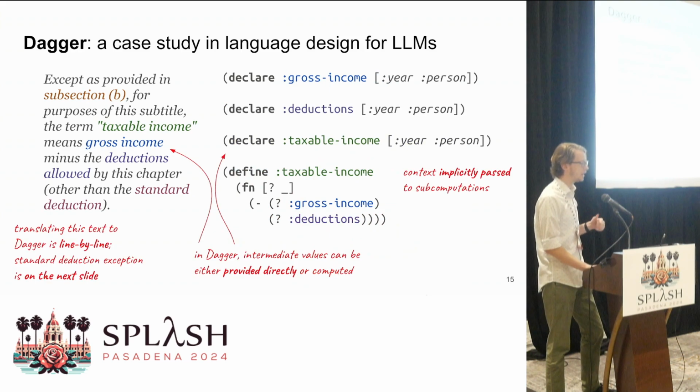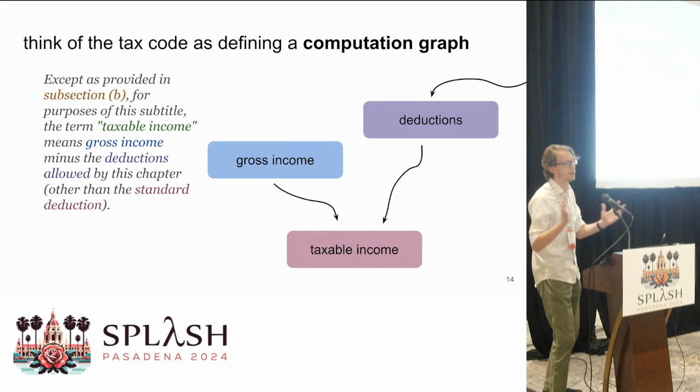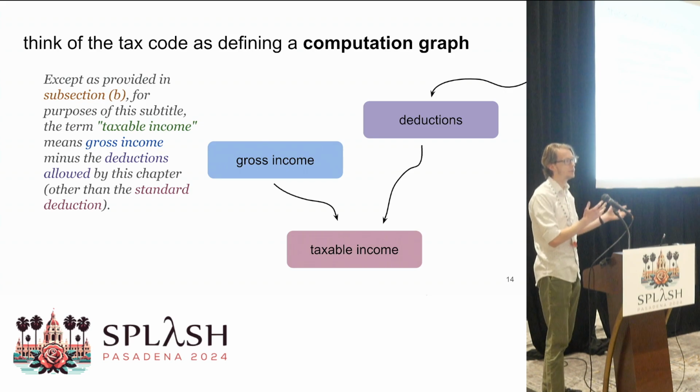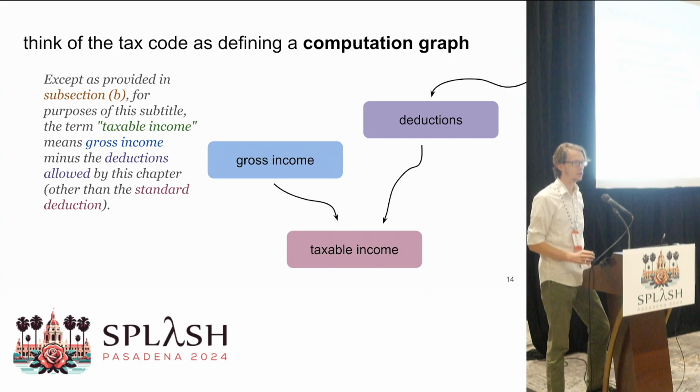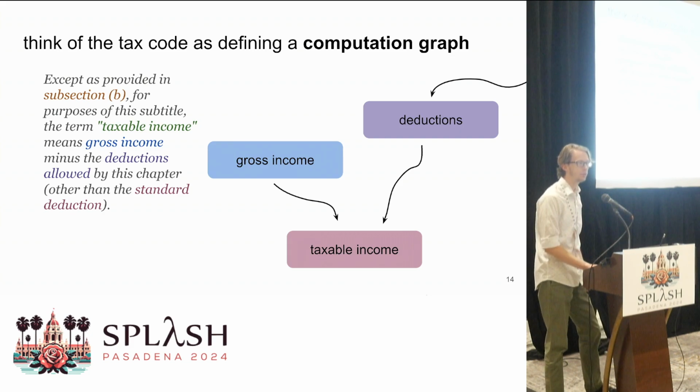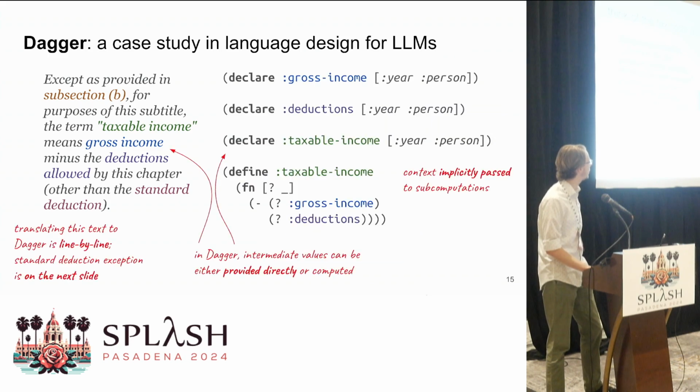So this computation graph is like changing the paradigm from functional programming to this computation graph idea, incremental computation. A lot of people have done work on this before, like Adapton and Salsa are a couple examples if you want to look those up separately.